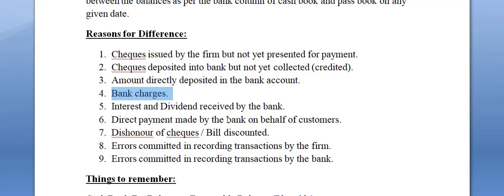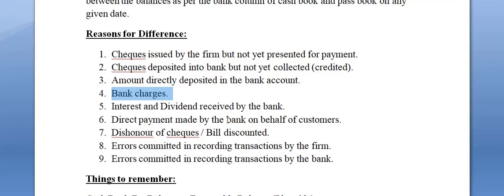So if you have received interest on your account from the bank, it may not be recorded in cash book. Okay? The accountant may not record the same, or he may forget to record in the cash book. So in that case, you will find a difference between cash book and passbook.